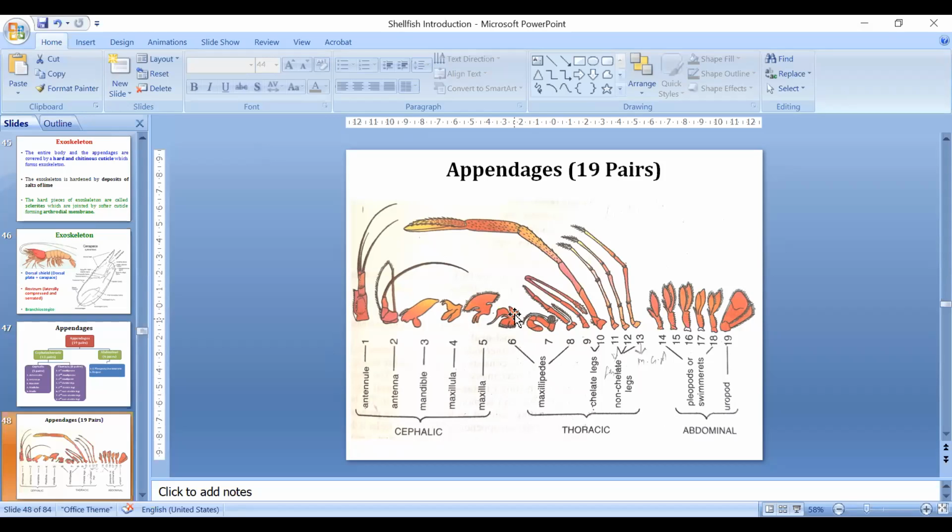So this is the sixth one, this is the first maxilliped, this is second maxilliped, and this is the third maxilliped. Then this is first chelate leg, this is second chelate leg, and this is first non-chelate leg, second non-chelate leg, and this is third non-chelate leg. So when I'm talking about the chelate leg, the term comes from this, here you can see at the terminal, it has a chela-like structure.